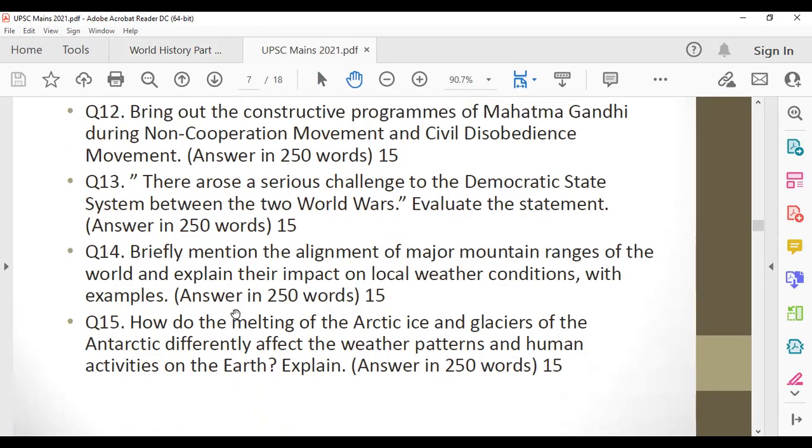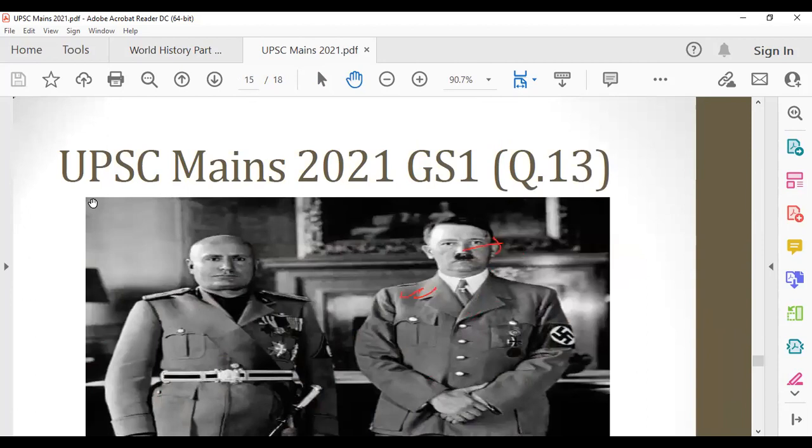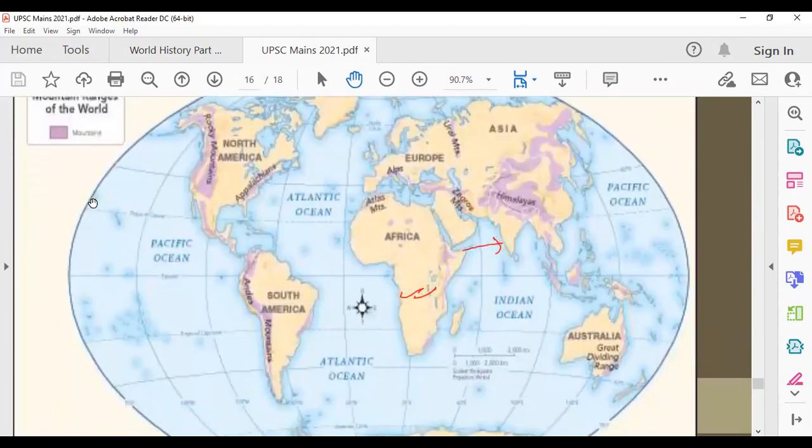Briefly mention the alignment of major mountain ranges of the world. I am very poor when it comes to drawing a world map, but if possible, do draw a world map in this question and try to show all the major mountain ranges. So Himalayas, Rockies, Andes, talk about them. Then Alps, Atlas, talk about them.